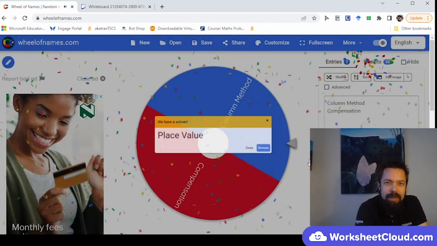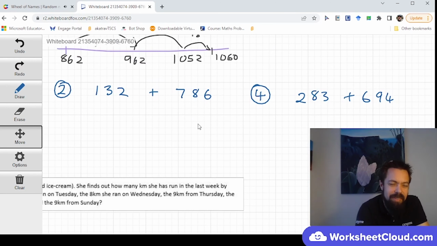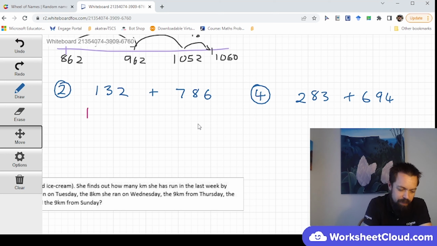Place value. Sure, that was close. Right, so we're doing number 2, place value. All right, so place value, we're going to first of all write them down in expanded form. So 132 is equal to 100 plus 30 plus 2, and 786 is equal to 700 plus 80 plus 6.